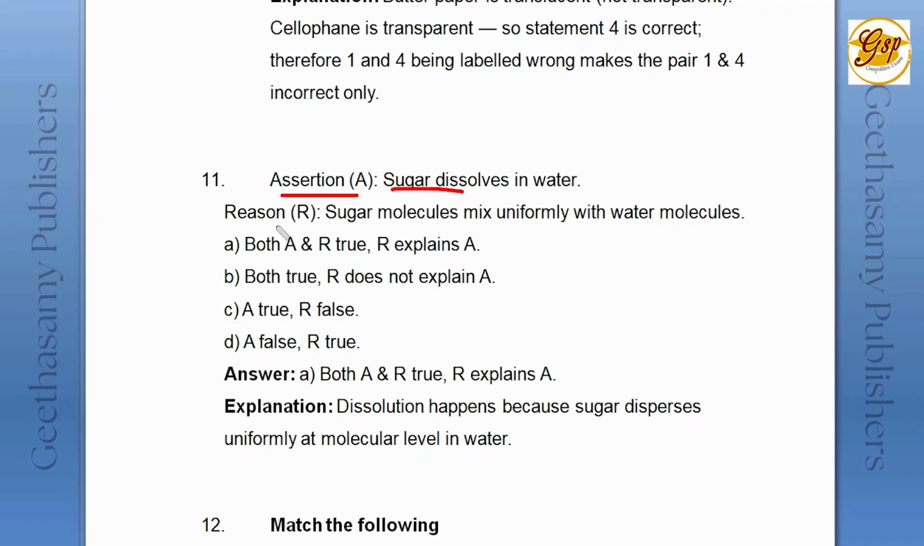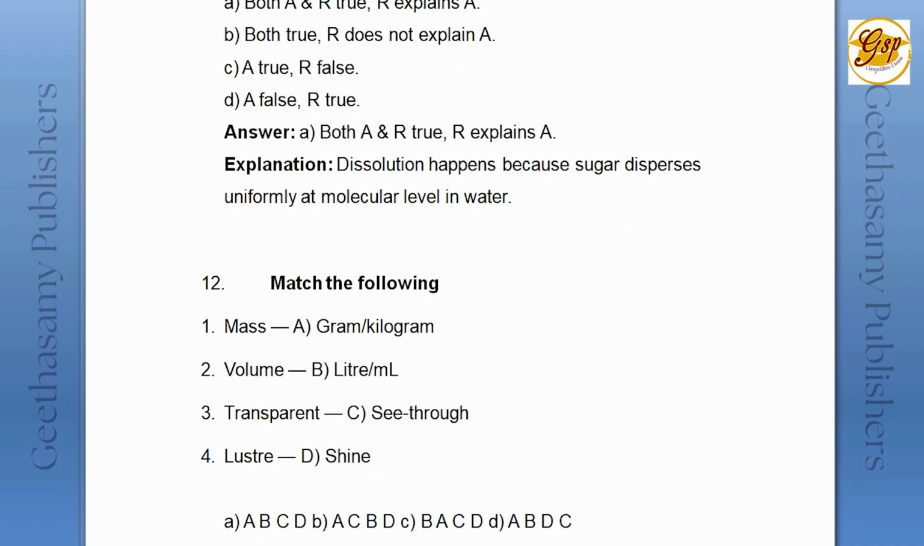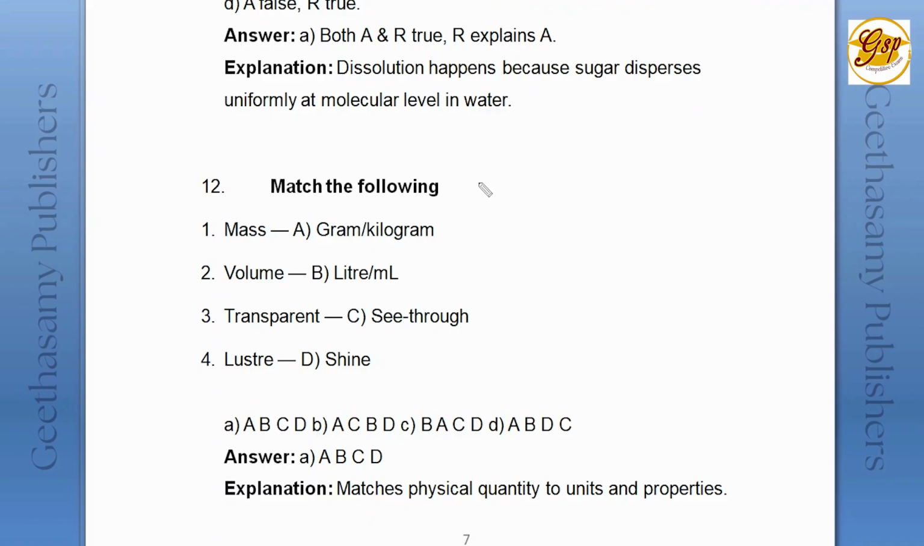Assertion: sugar dissolves in water. Reason: sugar molecules mix uniformly with water molecules. Both A and R are true and R explains A; both are true but R does not explain A; A is true and R is false; A is false and R is true. The correct answer is both A and R are true and R explains A. Explanation: the dissolution happens because sugar disperses uniformly at the molecular level in the water. Fine. Next is the 12th question.